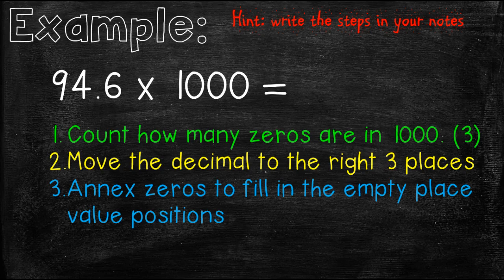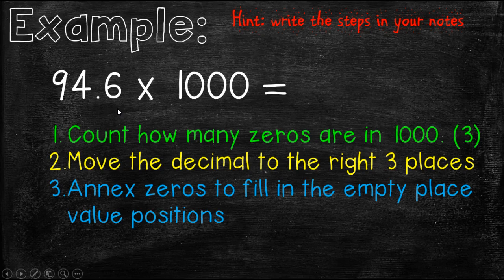So our first step is to count how many zeros are in 1000. Well, there's 1, 2, 3. There are 3 zeros in 1000. Now you're going to move the decimal to the right 3 places as well, because we're moving it the same amount of zeros that are in the number we're multiplying it by. And you're going to annex zeros to fill in the empty place value positions.